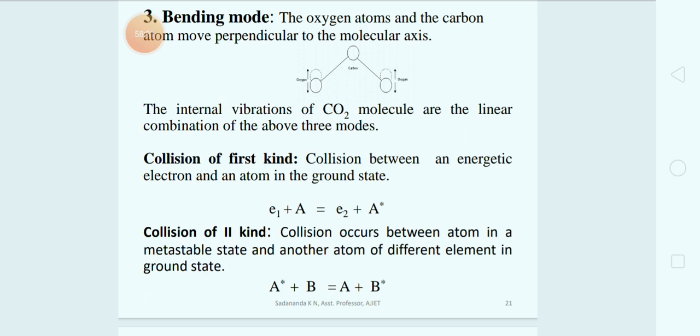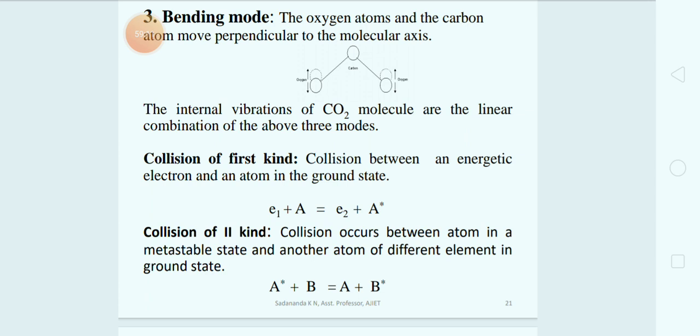So this kind of collision occurs between an excited atom in the metastable state and another atom of a different element in the ground state, provided the latter atom has an allowed excited energy state whose energy is the same, or at least approximately the same, as that of the metastable state of the former atom. Which means, when the ground state atom goes to the higher energy state, their energies must be at least equal, then only the transition is possible.